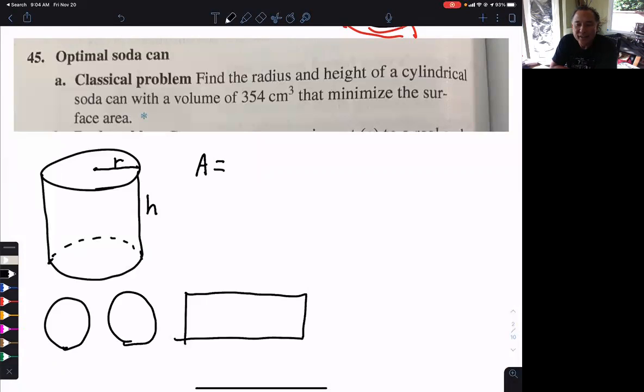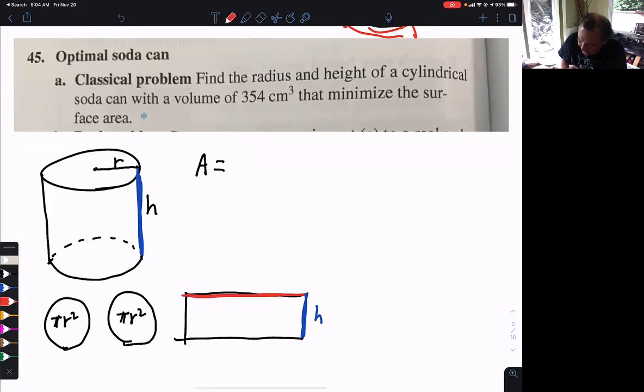Okay, what is the area of the circle? I know that. The area of this is pi r squared. The area of that is pi r squared. Uh-oh, what's the area of the side of the can? I don't know. But as you can see, this distance right here, that's that distance. That's H.